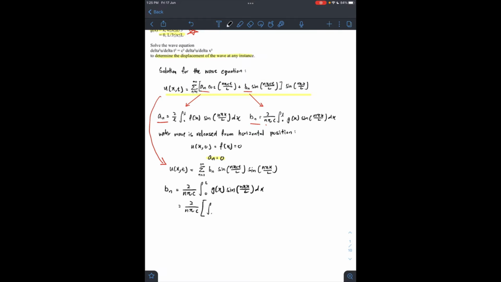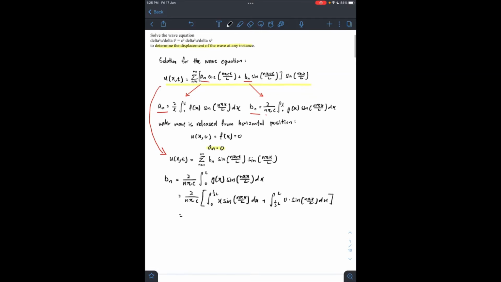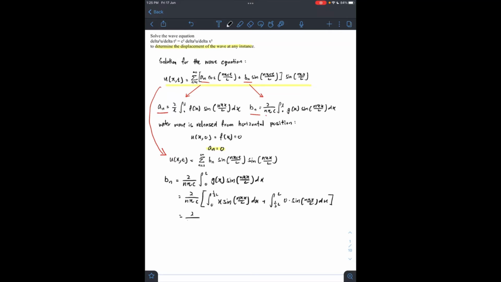It will become 0 to 1 over 3 L, x sine n pi x over L dx, plus 1 over 3 L to L. So from this part it is 0, and anything integrate 0 is 0. So we continue to write like this.